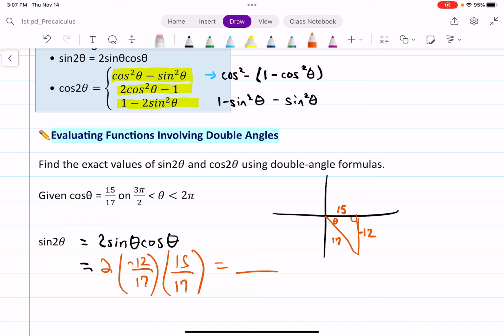I don't know what that is. That's something over 17 times 17 is 289. So whatever 2 times 12, which is negative 24 times 15, whatever that number is, negative, blah, that number. All right, so you get the gist.